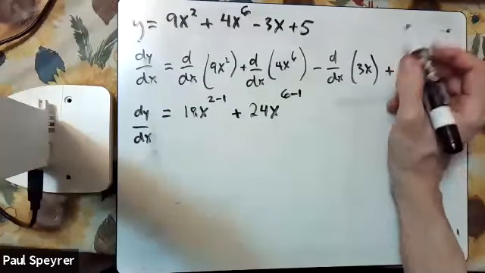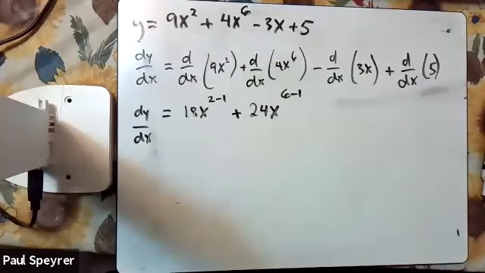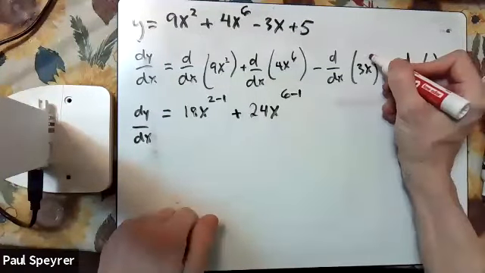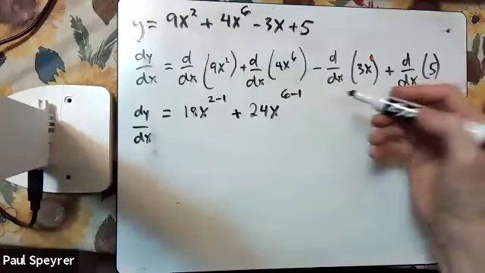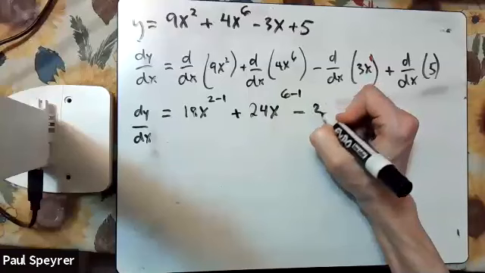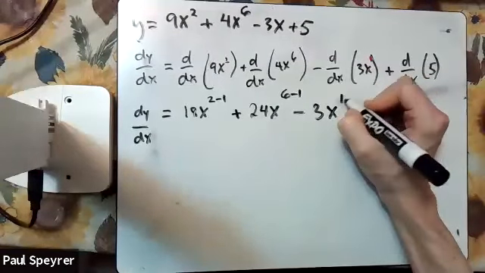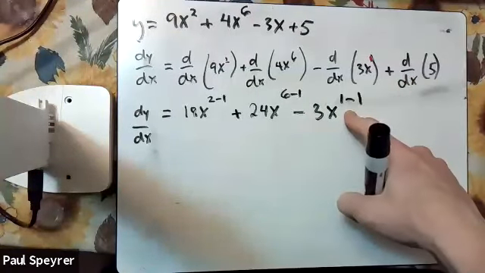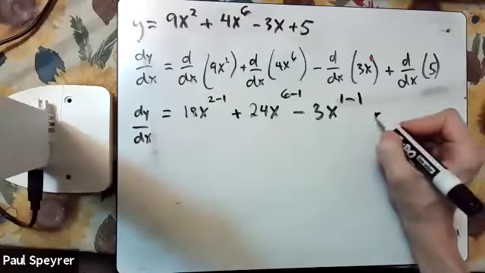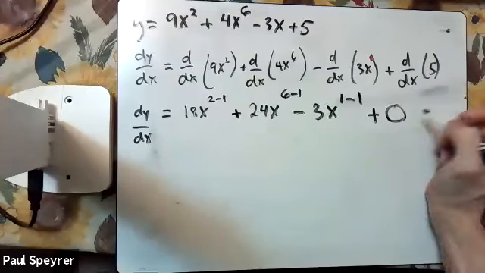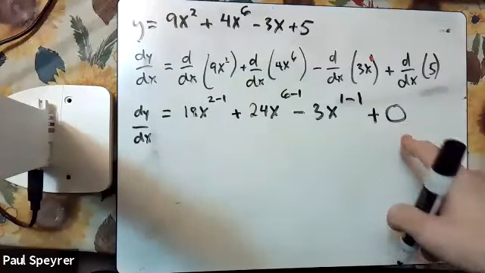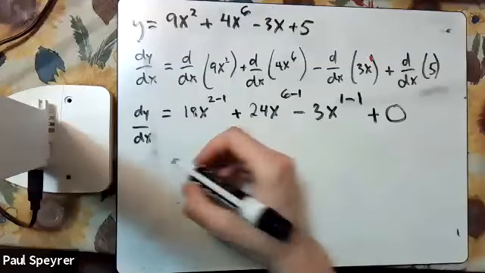This one right here, remember there's a 1. If they don't tell you anything, there's a 1. That's 3x to the first. So we go 3 times 1, that's just 3, and then we have x to the 1 minus 1. Kind of weird, we'll get to that in a second. And then plus d dx of 5. Remember, there's a constant. The derivative of any constant is 0. Did you have to write the 0? No, because it's just 0.